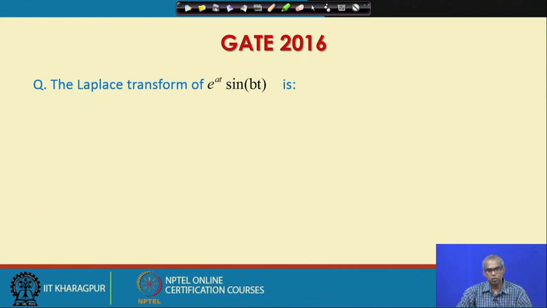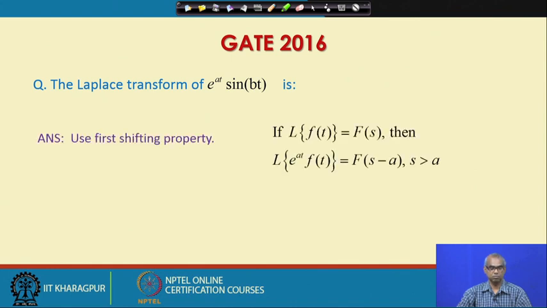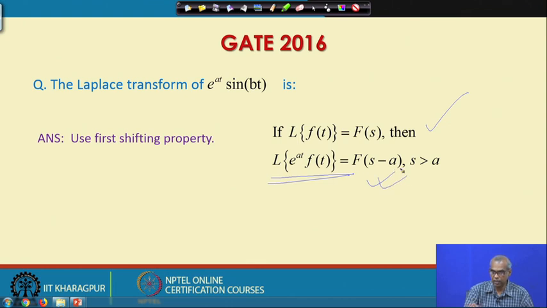A question on Laplace transformation from GATE 2016. The Laplace transform of e to the power at sin bt is... To evaluate this, you have to make use of the first shifting property. So, use the first shifting property, which says if the Laplace transformation of f(t) is F(s), then the Laplace transformation of e to the power at into f(t) is F(s minus a), s is greater than a.